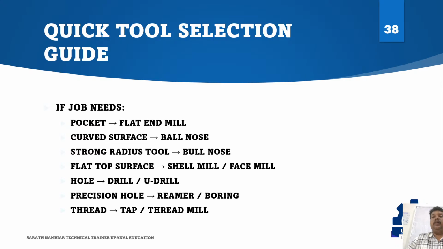If a hole is required, think drill or U drill, depending on size and production need. If the hole needs accuracy, think reamer or boring. And if internal threads are required, think tap or thread mills. This is not a strict rule book, but it is a strong starting point.